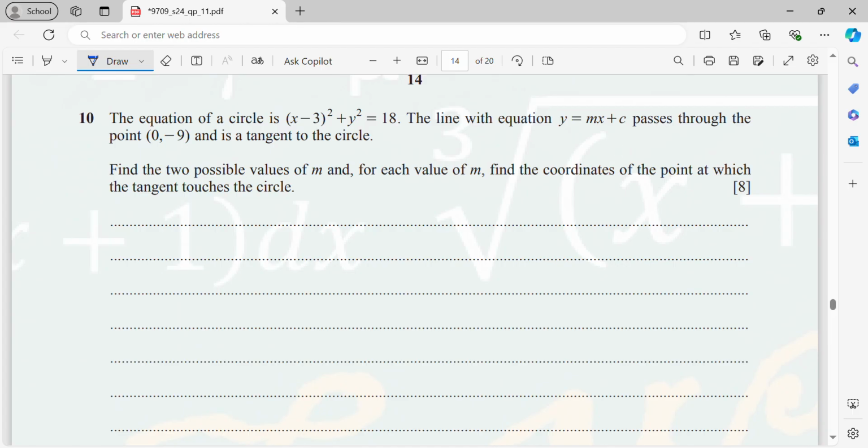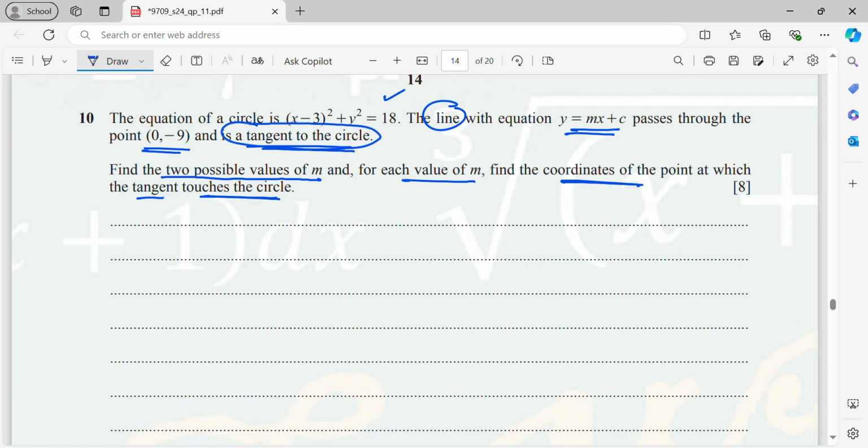Okay, question number 10. The equation of a circle is given. The line with equation y equals to mx plus c passes through the point (0, minus 9), and it is a tangent to the circle. Find the two possible values of m, and for each m, find the coordinates of the point at which the tangent touches the circle. So when a straight line is a tangent to the circle, that means it just touches the circle, which means only one intersection point.